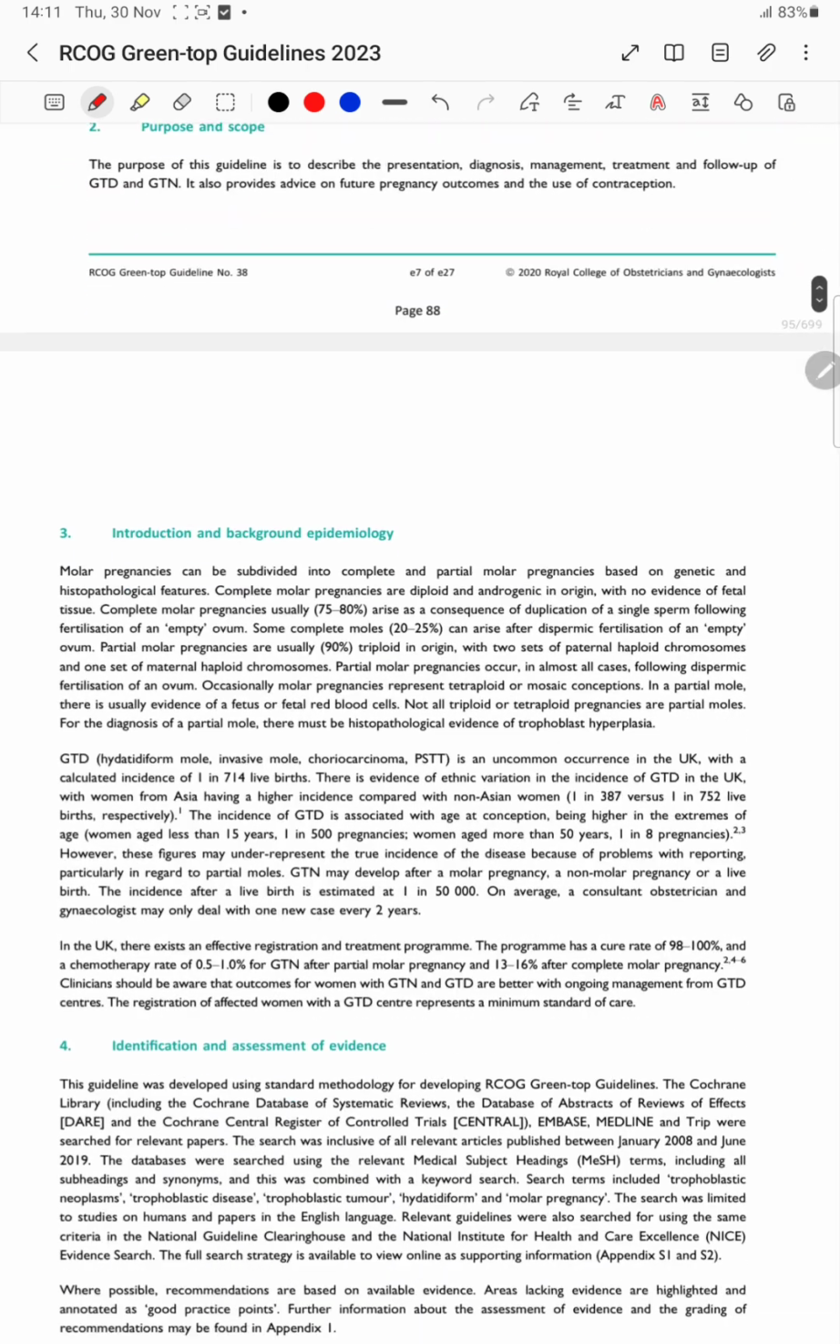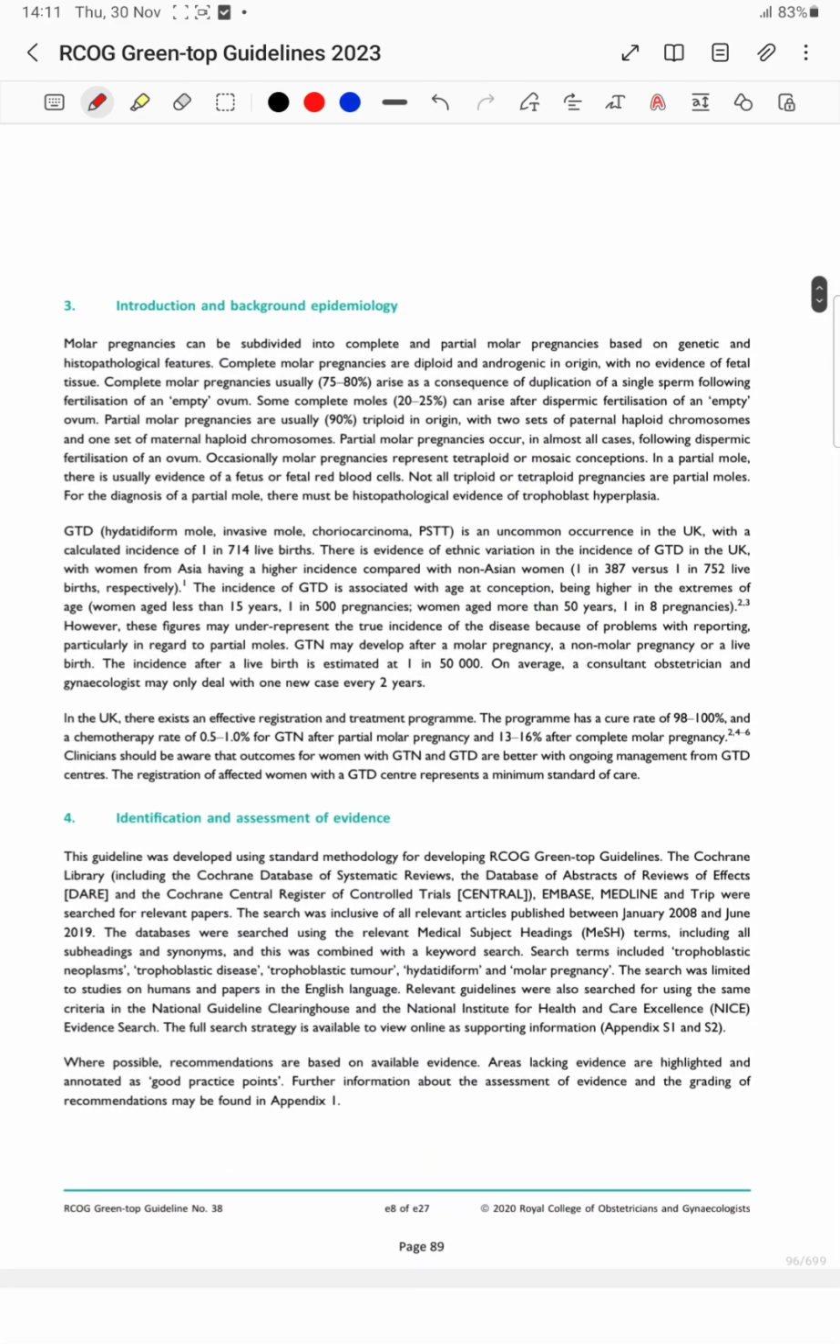So, purpose and scope, we are leaving it, and introduction to the background epidemiology. Molar pregnancies can be subdivided into complete and partial molar pregnancies based on genetic and histopathological features. Complete molar pregnancies are diploid and androgenic in origin with no evidence of fetal tissue. Complete molar pregnancy, usually 75 to 80%, arises as a consequence of duplication of a single sperm following fertilization of an empty ovum, and some complete moles, 20 to 25%, can arise after dispermic fertilization of an empty ovum.